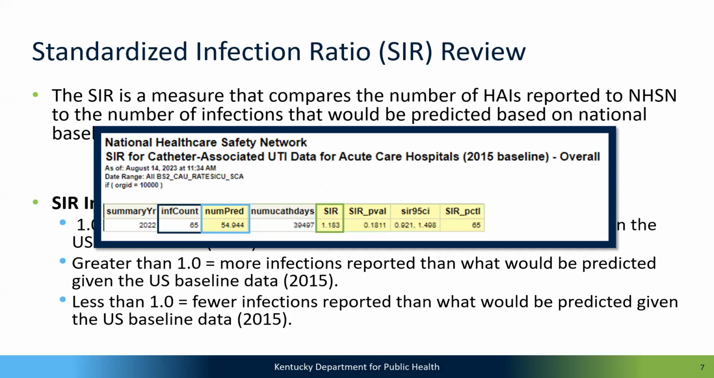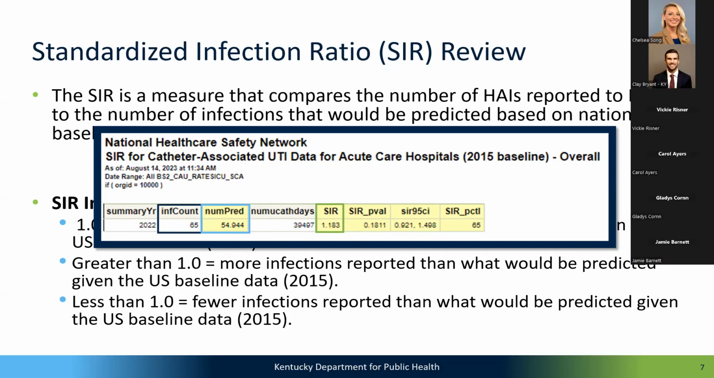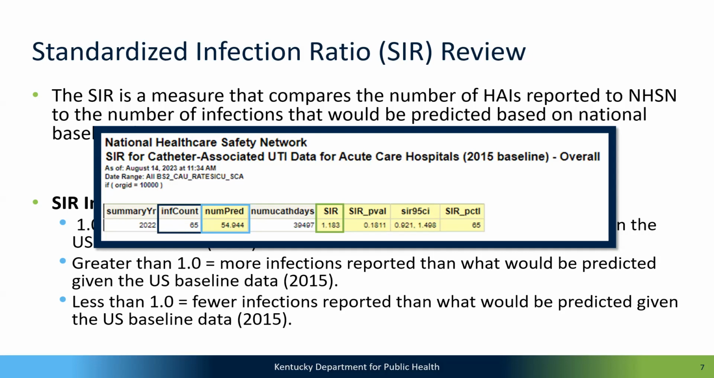Now let's take a look at an example SIR report to interpret the SIR value. So looking at the SIR output for CAUTI in 2022, we can see that more infections were observed than predicted. Therefore, we would expect an SIR that is greater than 1. Looking at the SIR, we can see that the value is 1.183. This can be interpreted as the SIR for CAUTI in 2022 is 18% higher than would have been predicted given the US baseline data in 2015.